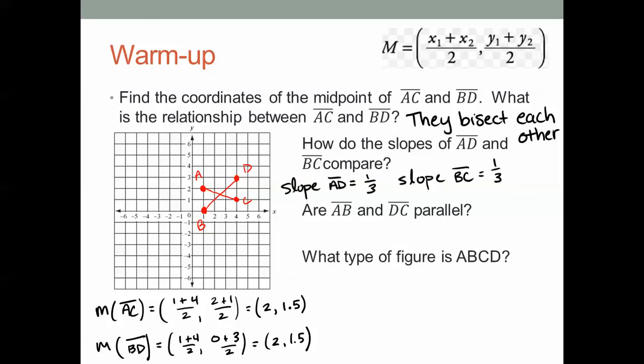So how do their slopes compare? They're the same. All right, same slopes. Remember, that means that the segments are parallel. So AD and BC are parallel.